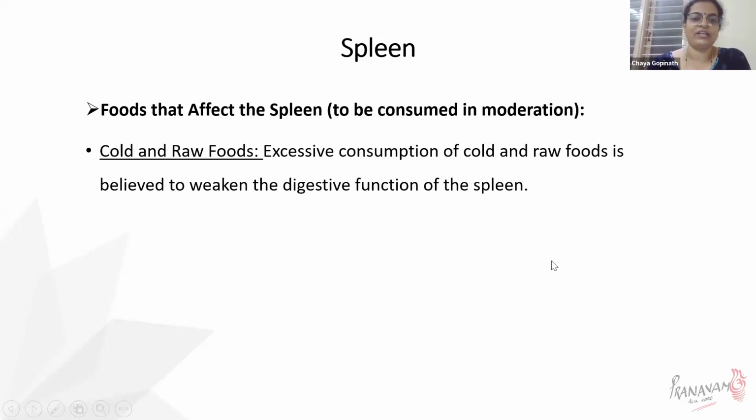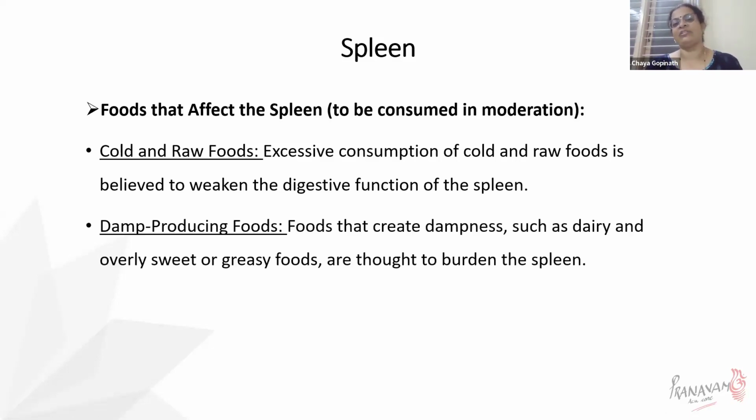It requires hot foods, basically, that help in circulation. Okay. Damp producing foods. What are the damp producing foods? The major category of foods that come under damp producing foods are your dairy, your sweets, your oils, your deep fried foods, all these things. So basically all the junk foods that you can think of.